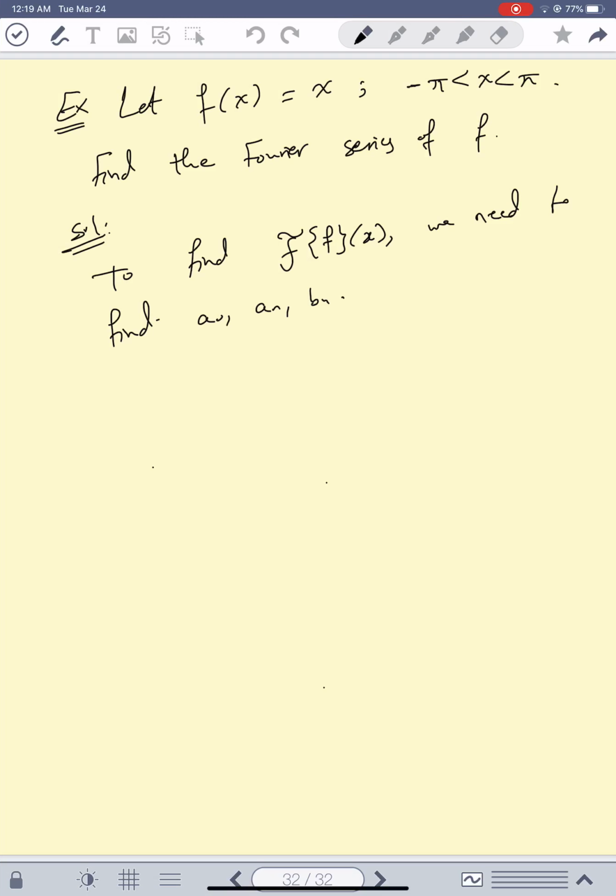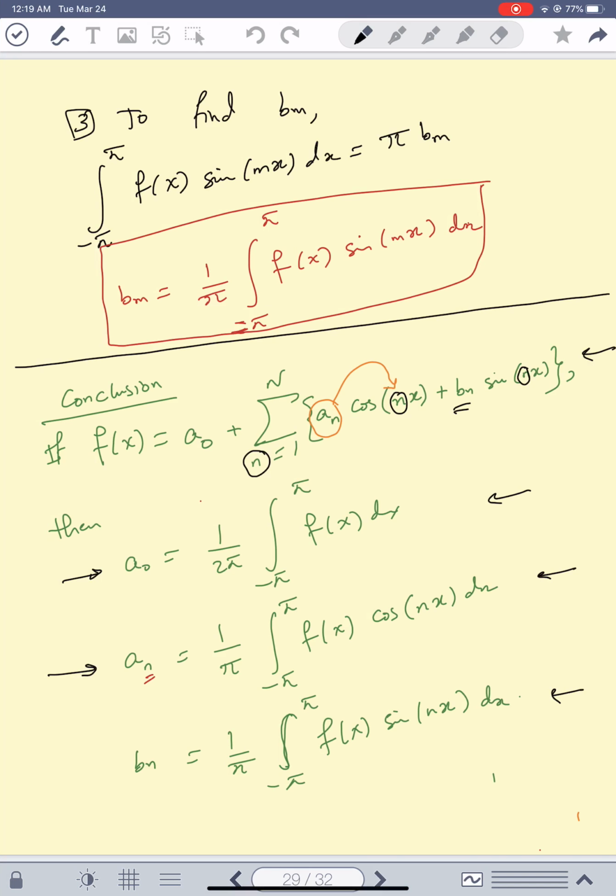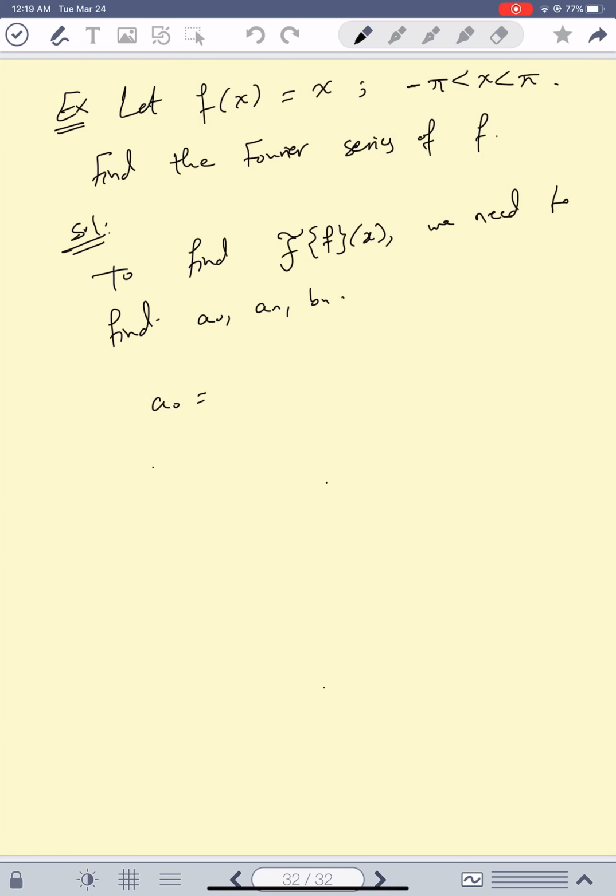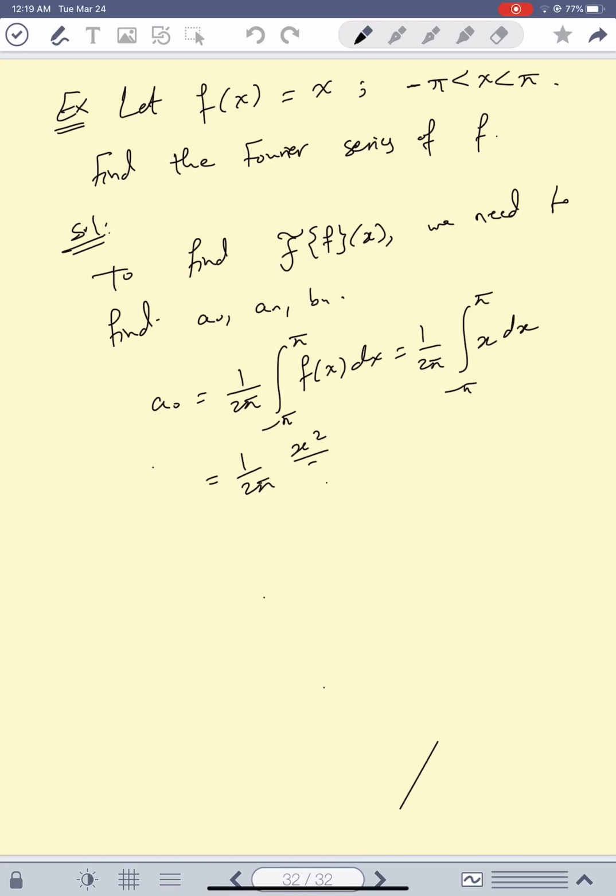Now what is the a naught formula? We need to remember these formulas. So the a naught formula is 1 over 2 pi integral from -pi to pi f of x dx, right? Which is 1 over 2 pi integral from -pi to pi, f of x is x, dx. And this entails an easy one, x squared over 2 from -pi to pi. You substitute, you get 0. Okay, so the a naught is 0.